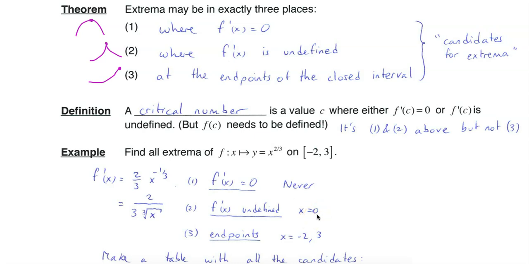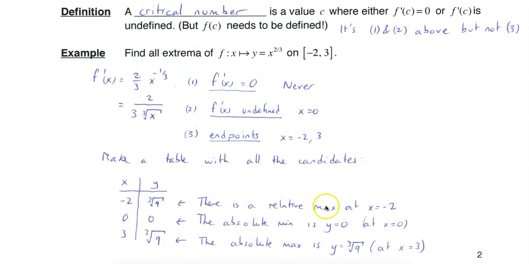Finally, the endpoints. And the endpoints are always given, and here we are going on the interval from negative 2 to 3, so negative 2 and 3 are the two endpoints. That means I have three candidates. I have x equals negative 2, x equals 0, and x equals 3 if I put them in order. In order to find which one is the absolute max, it's quite easy. I know it's one of these three, so all I need to do is to calculate the value of y, and then I can just compare them.